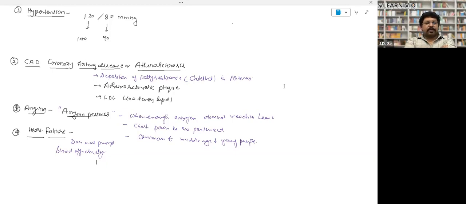Heart failure is when the heart does not pump blood properly.